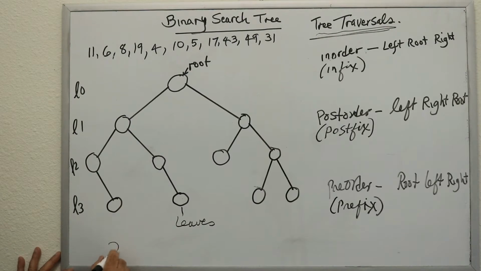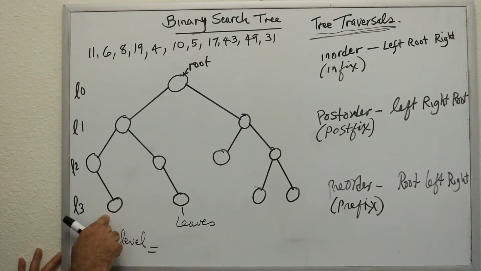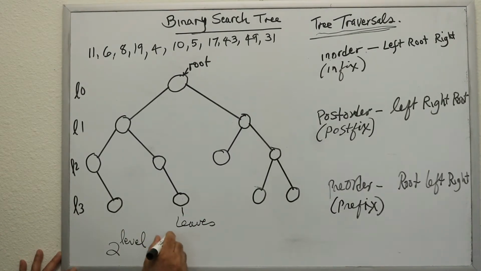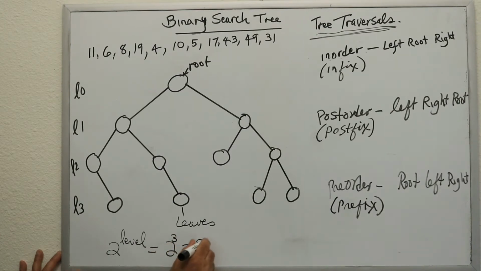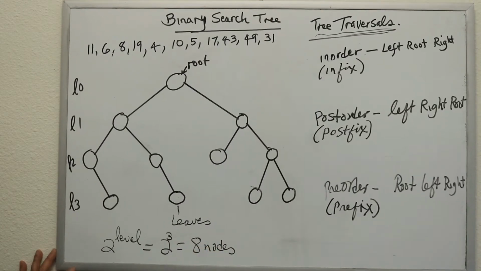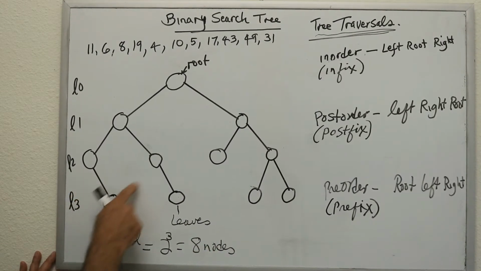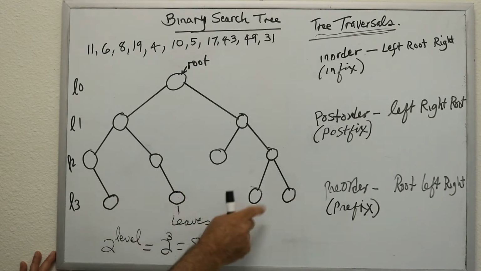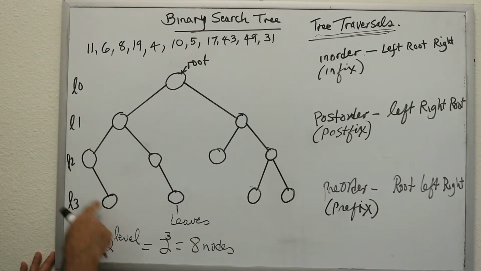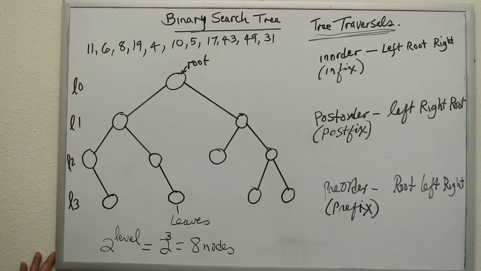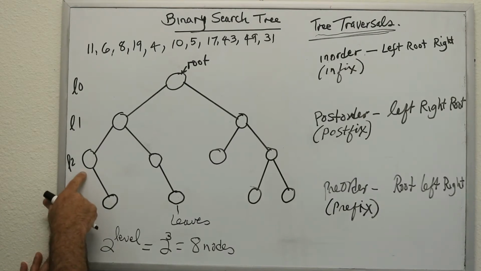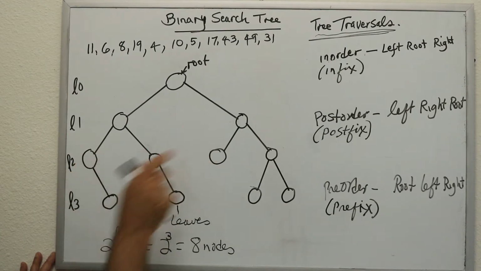Now the maximum number of nodes per each level is going to be according to the level. So level 3 here would be 2 to the third, which means I cannot have more than 8 nodes on level 3. How is that? So this is 1, 2, 3, 4, 5, 6, 7, 8. If I want to find the maximum number of nodes on level 2, it would be 2 to the second, which is 4: 1, 2, 3, 4.